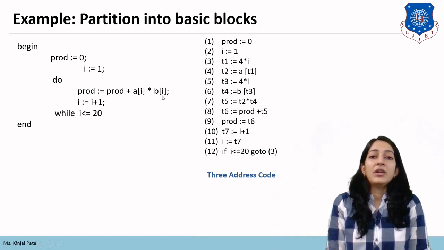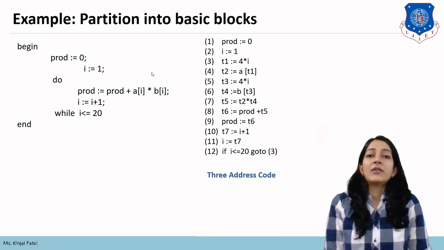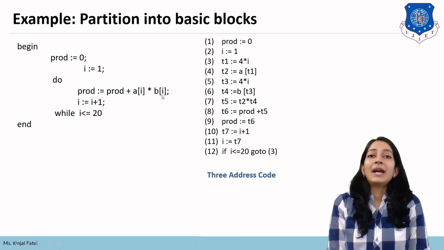Now next, B of I. We want to multiply this A of I with B of I. Now 4 star I has been stored in T1, so T2 equals A of T1, because we have stored this I in the T1 temporary value. Now next we want to multiply this A of I with B of I, so again we will store I in another temporary value with 4 bytes of memory space. So T3 equals 4 star I. Now T4 equals B of T3, because I has been stored in the T3 temporary value. Now we will add B of T3 to the T4 temporary value.